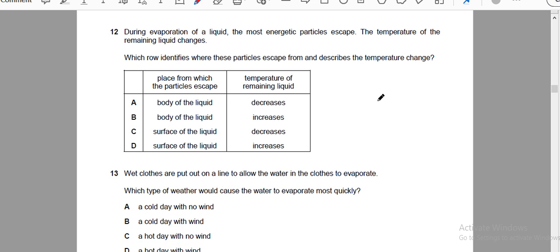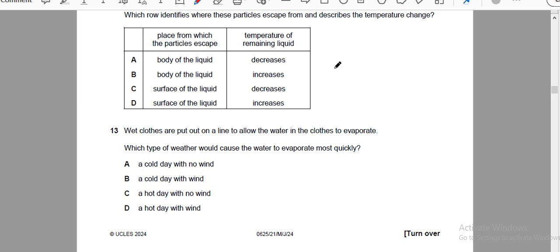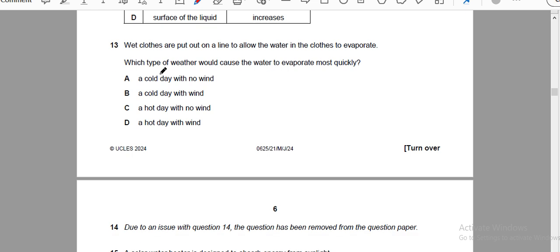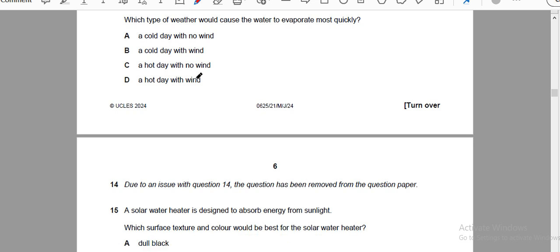During evaporation, the most energetic particles escape, temperature changes, which identifies where particles escape and how temperature changes. The place from which particles escape is the surface and temperature decreases. Which type of weather increases evaporation? A hot day with wind.